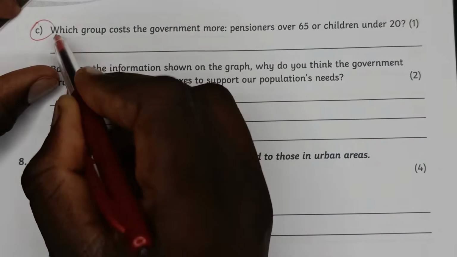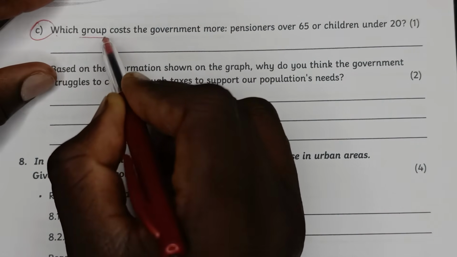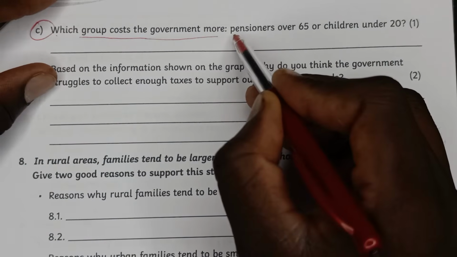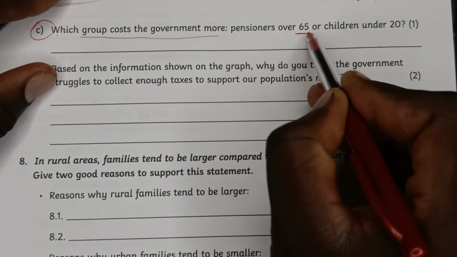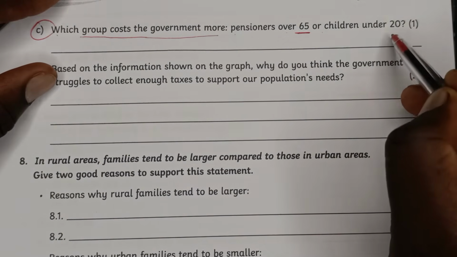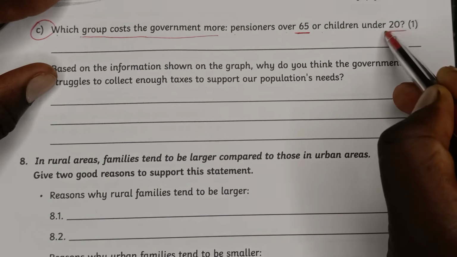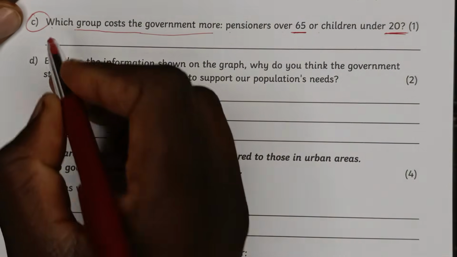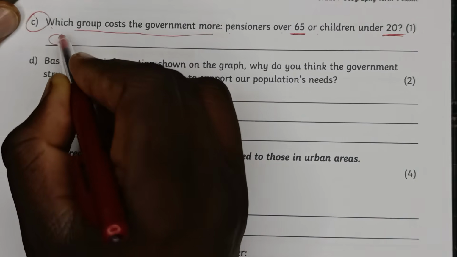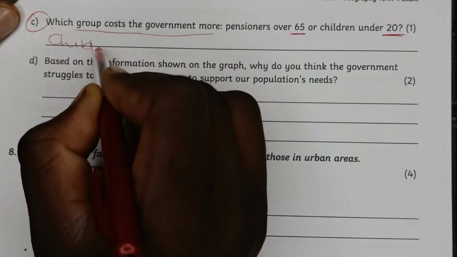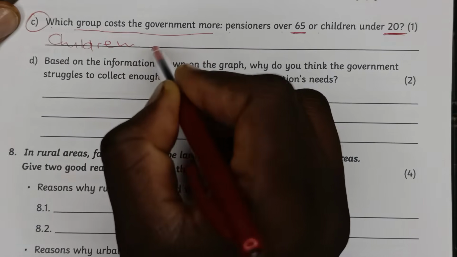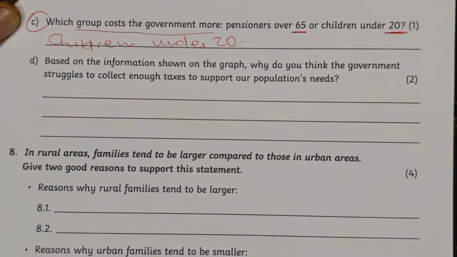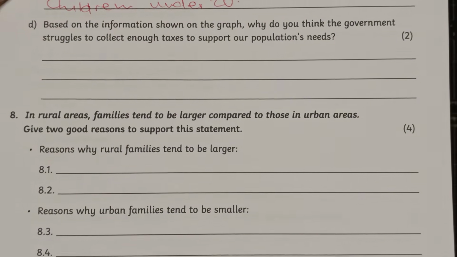We move on to the next question. This one says, which group cost the government more? Pensioners over 65 or children under 20? According to the graph, the correct answer here is children under 20.